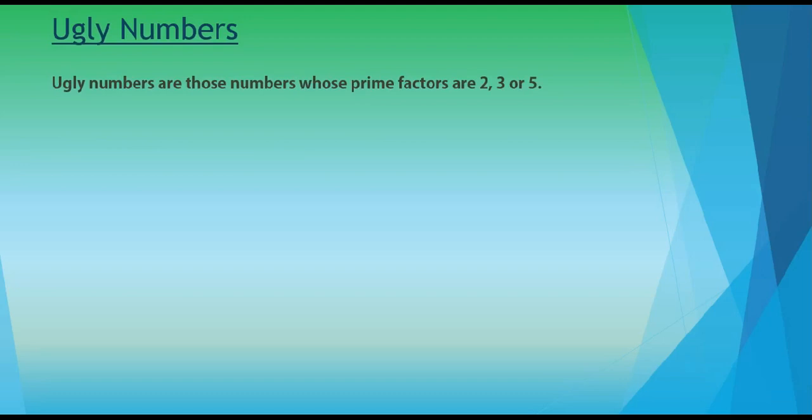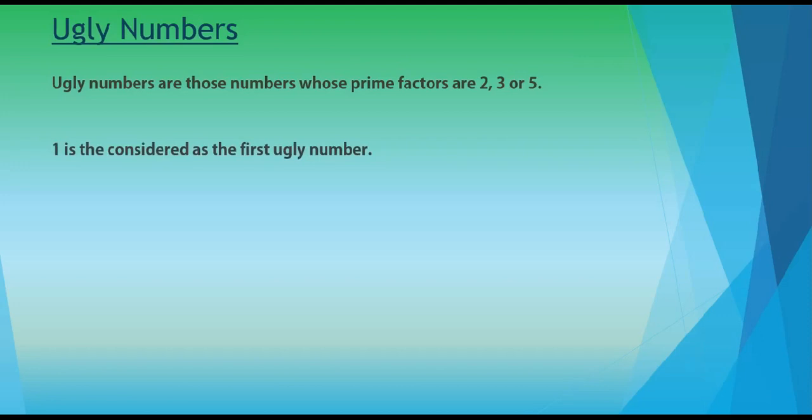So 21 cannot be an ugly number even though we have 3 as its prime factor, because it also has 7 as its prime factor. Hence it cannot qualify as an ugly number. 14 cannot be an ugly number because even though 2 is one of the prime factors, 7 is also one of its prime factors. Hence it cannot qualify as an ugly number. So please keep that in mind.